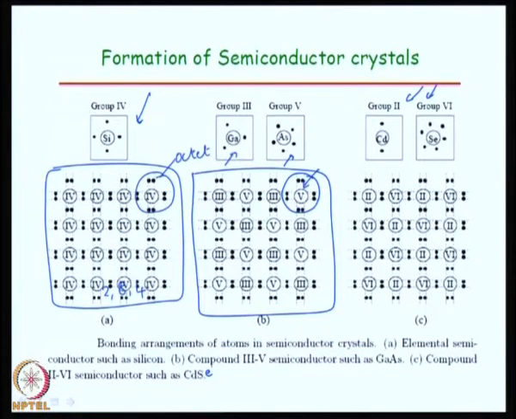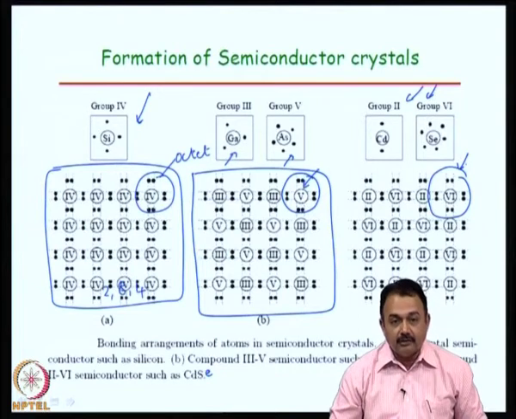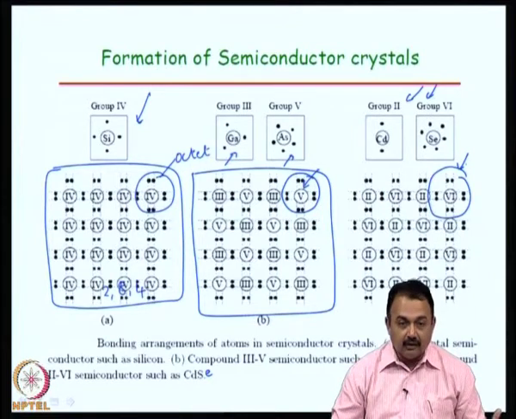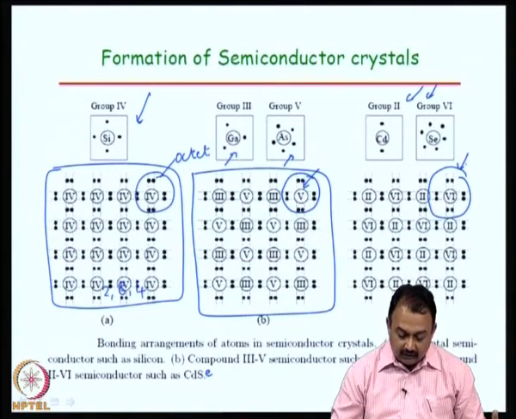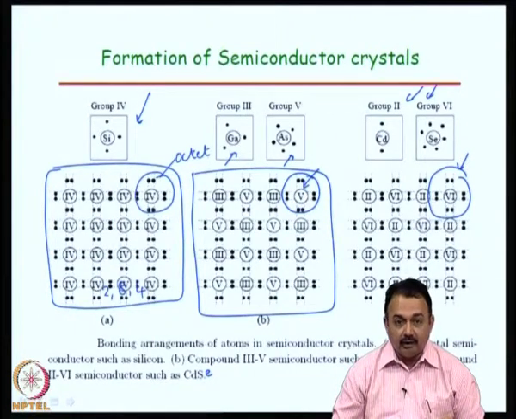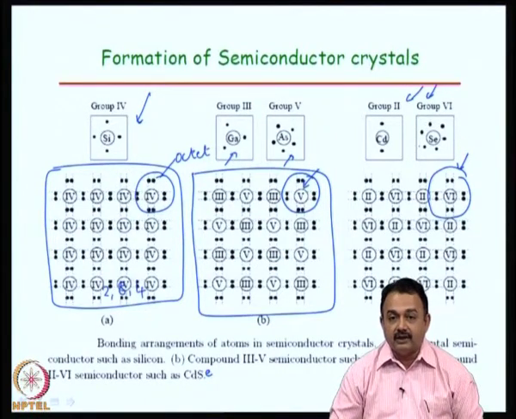So, this picture shows again an octet, 8 electrons, a complete shell, and this is a good example of covalent bonding in semiconductors. Basically this picture shows you bonding arrangements of atoms in semiconductor crystals. The first one is for the elemental semiconductor like silicon, and the second one is a compound semiconductor belonging to group 3 and group 5 in the periodic table, such as gallium arsenide, and the third one is a compound semiconductor formed of cadmium selenide using group 2 and group 6 elements.